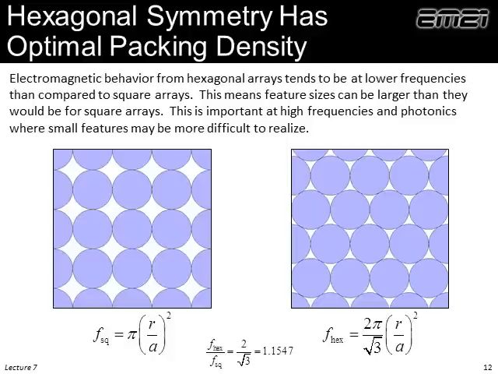Also, the hexagonal array tends to have better symmetry than the square arrays. Usually that's beneficial. There are times where it's not. For example, a hexagonal guided mode resonance filter tends to have more resonances than something that has a square array. The higher degree of symmetry in that case gives us more resonances. And we'll talk about that in the lecture where we cover guided mode resonance.